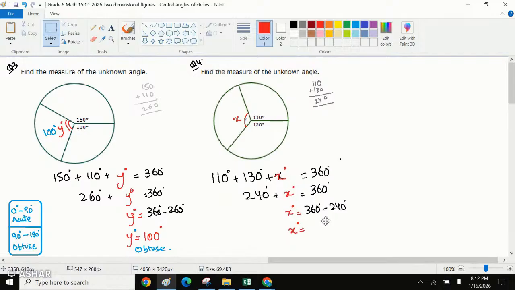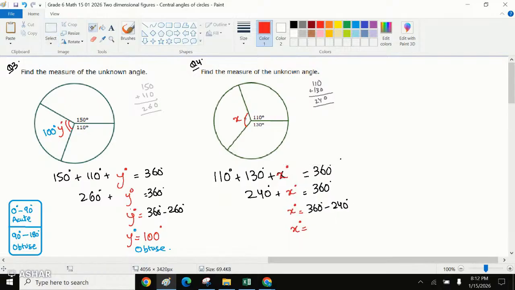360 minus 240 should be equal to, yes, thank you. It should be equal to 120 degrees. And since 120, yes, thank you, Quincy. Okay.